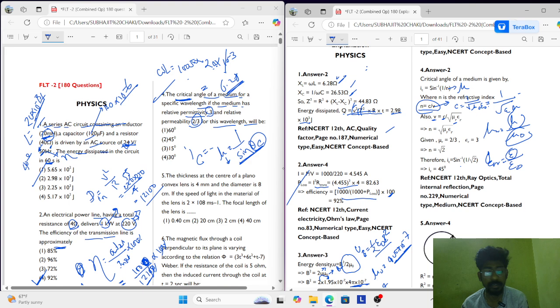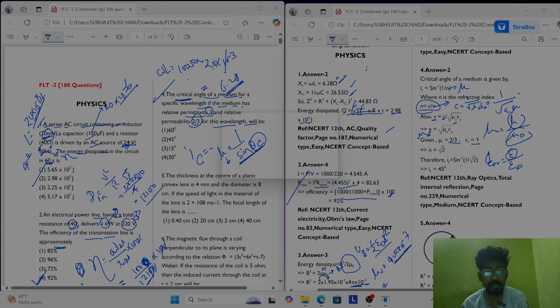Okay, just put all of these values. Mu r is given, epsilon r is given, just put in the values, n will be equal to this. So n, or mu refractive index, will be this. Put the value, what will we get? 2 by 3 times 3, 3 will cancel out.